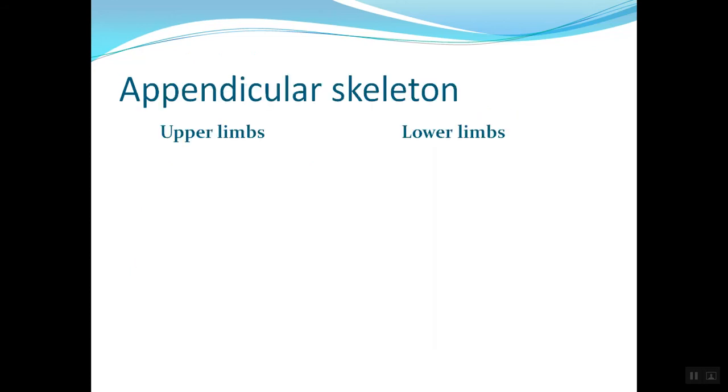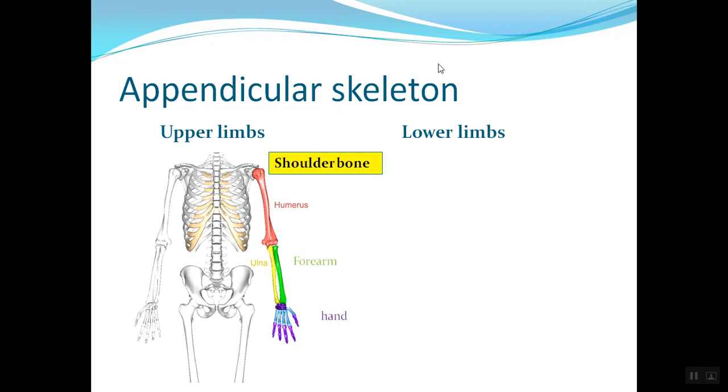The appendicular skeleton consists of upper limbs and lower limbs. You have two upper limbs. Each one of them consists of the humerus, forearm, and hand. The upper limb is connected to the shoulder bone.